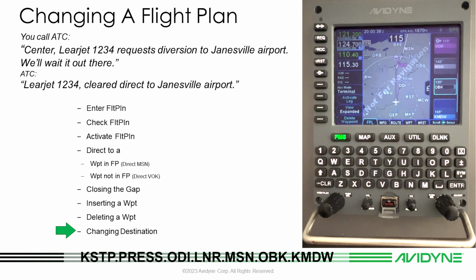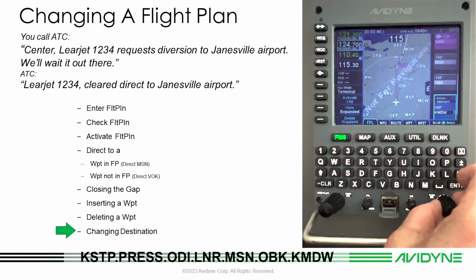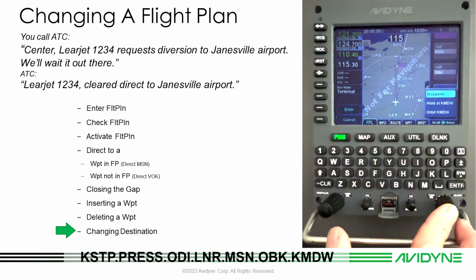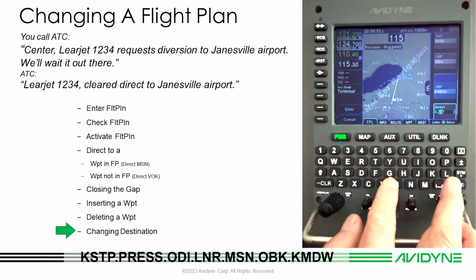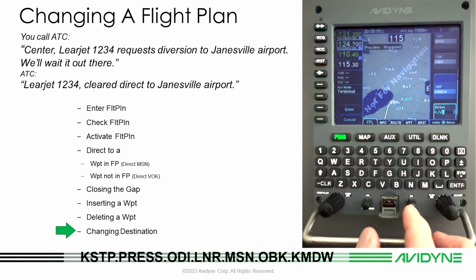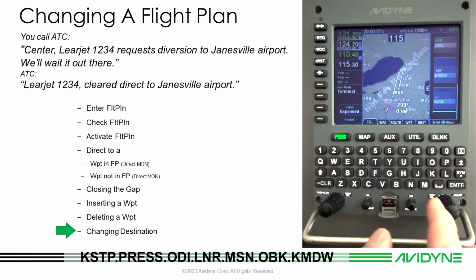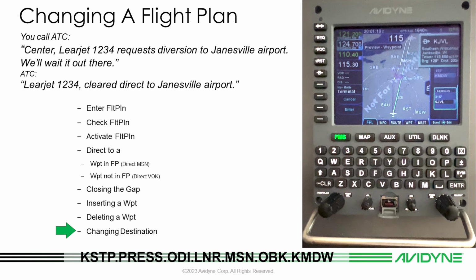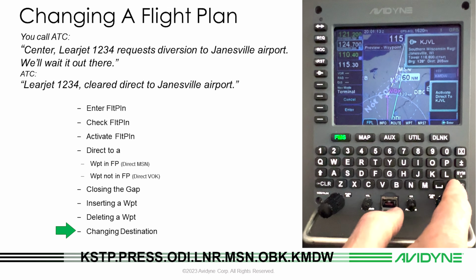ATC replies, Learjet 1234, you are cleared direct to Janesville Airport. In this case, we can simply move the cursor to the end of our flight plan, push the right FMS knob twice, and enter the new destination. As we type KJV, GeoFill adds the L for us, so all we need to do now is confirm by pushing the FMS knob again. While Janesville Airport is still highlighted, simply hit Direct To and the Enter button twice to confirm.